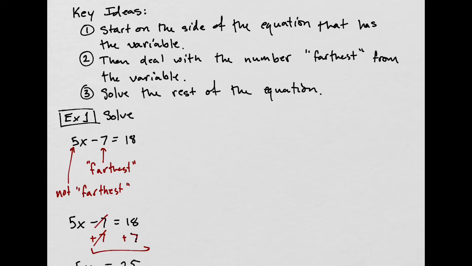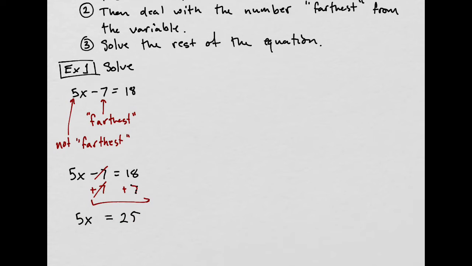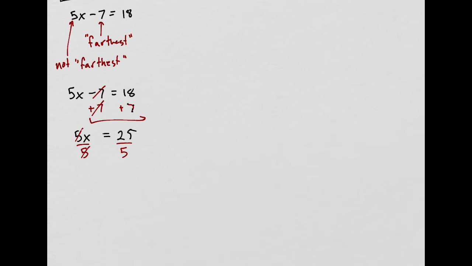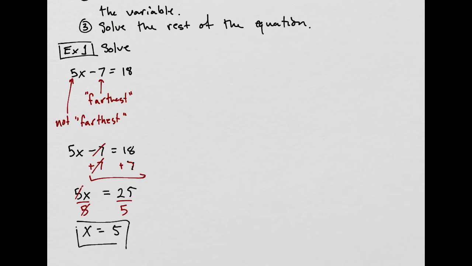So start on the side of the equation that the variable is on. That for us was the left side here. And then deal with the number farthest. We did that. And then solve the rest of the equation. So here we go. That just means we divide by 5, because we want to get the variable all by itself. x equals 5.